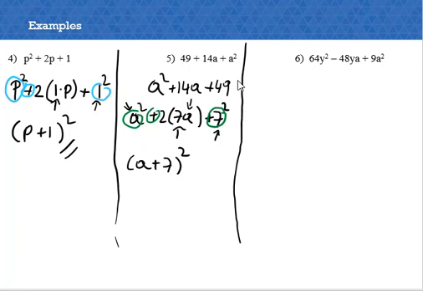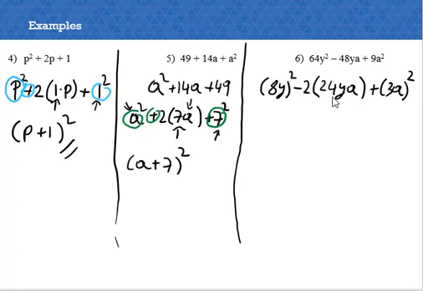This next one is a little bit more challenging, but it's not too bad. So 64y squared, we're going to write that as 8y squared minus 2 times 24ya plus 3a squared. And then I'm going to rewrite this middle term. It still contains exactly 8y and 3a, and that's going to tell you that it's a perfect square.